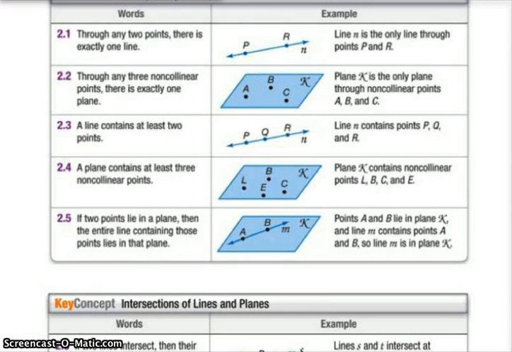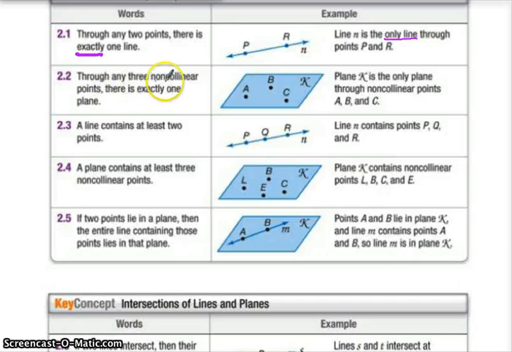So here's postulate 2.1. Through any 2 points, there is exactly, that's a key word there, exactly one line. So here's the picture, here's 2 points, there's exactly one line. Line N is the only line that can be drawn through points P and R, or that exists between points P and R.